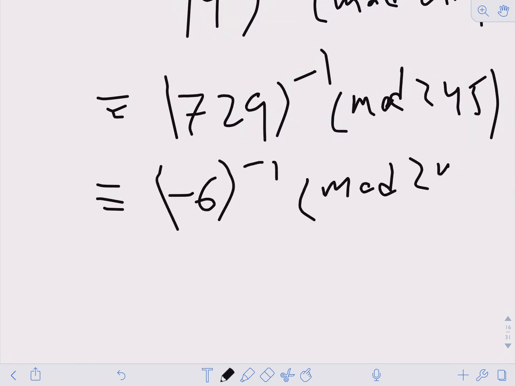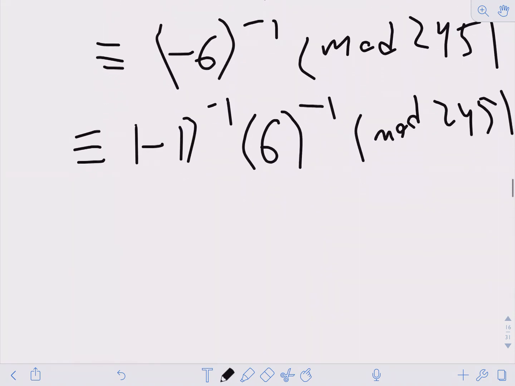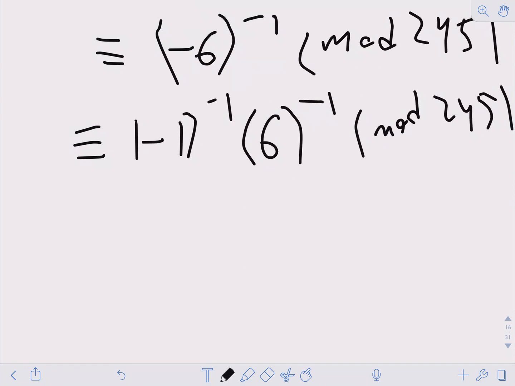We can do this. We can split up the minus 1 from the 6. The inverse of minus 1 modulo any number is equal to minus 1 because minus 1 times minus 1 is 1. So this is just simply minus the inverse of 6 modulo 245.